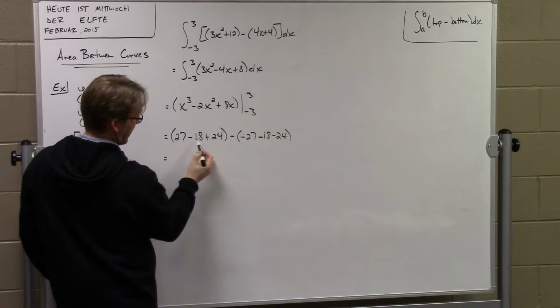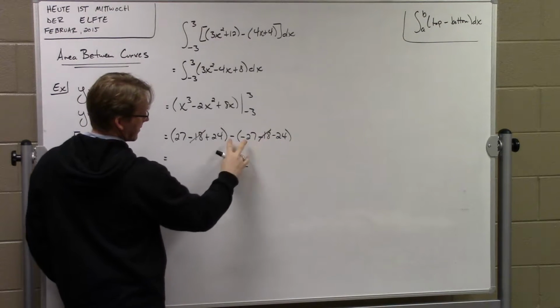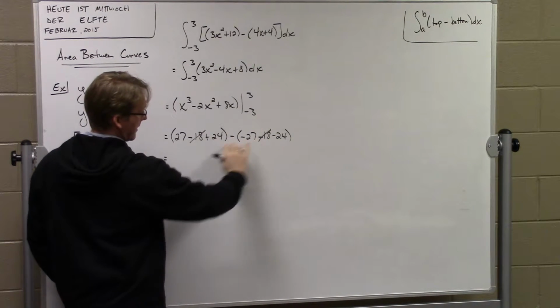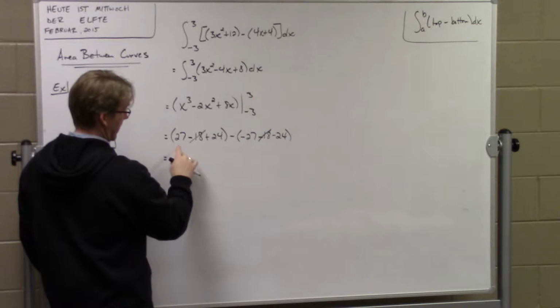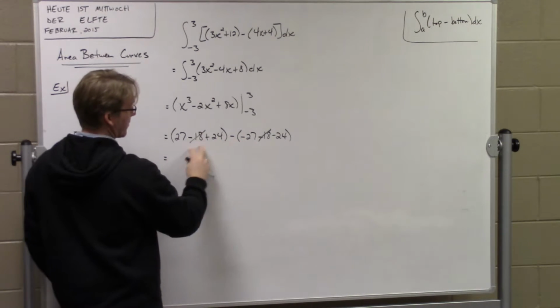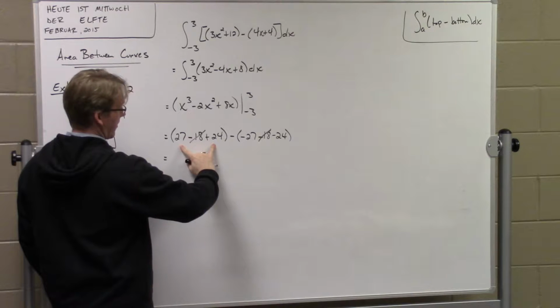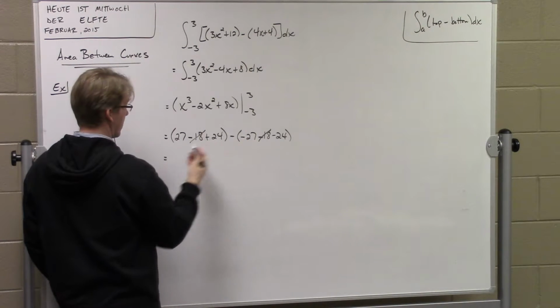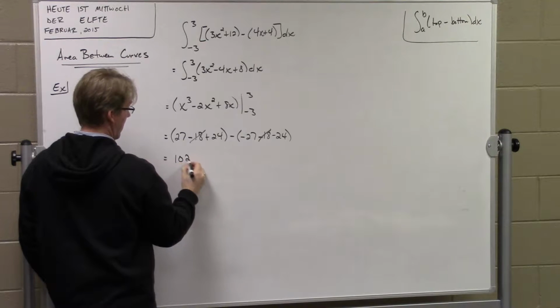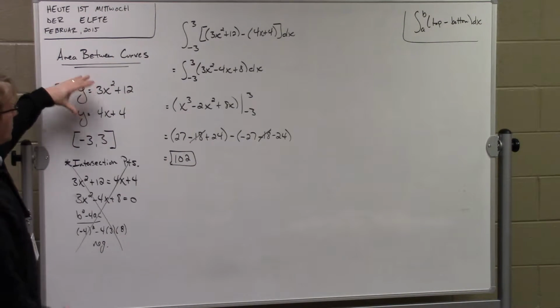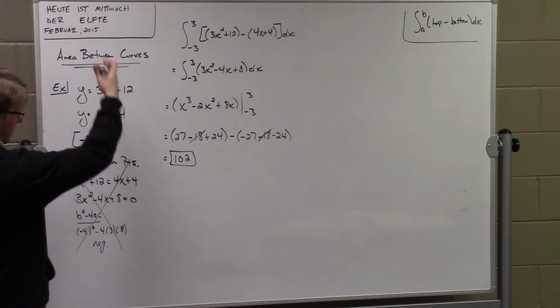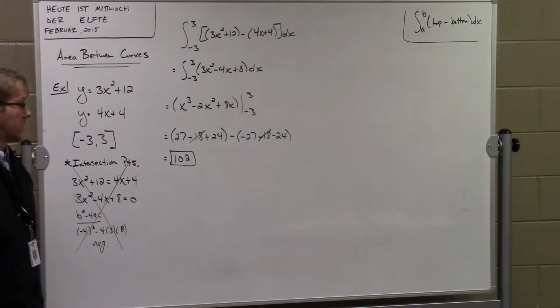Subtracting, these two will actually cancel each other out because that's really a positive 18. The rest of the stuff doesn't cancel. These are basically going to be the same number. 27 and 24 is 51, so 102. That total area between those two graphs in that zone is 102 units.